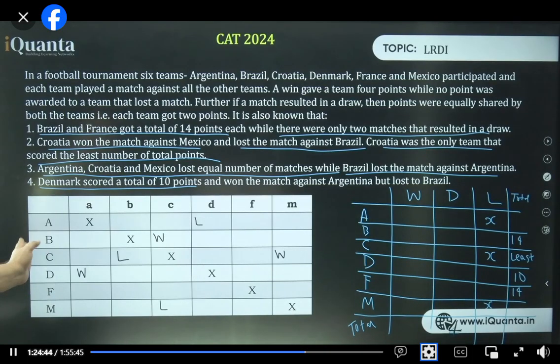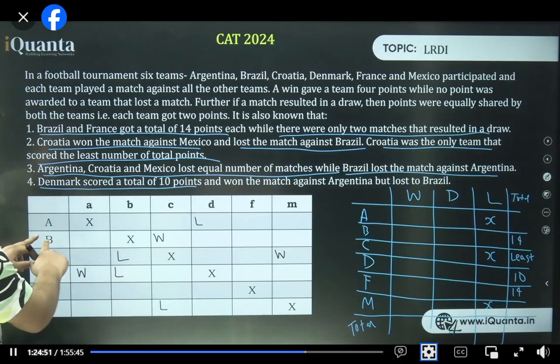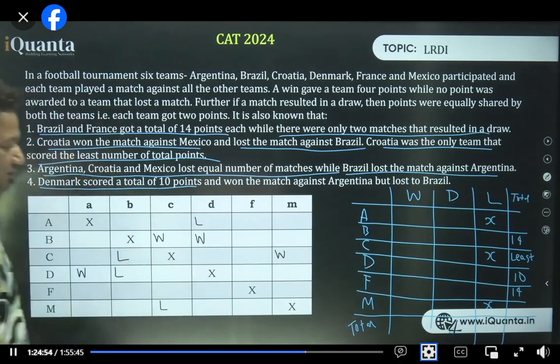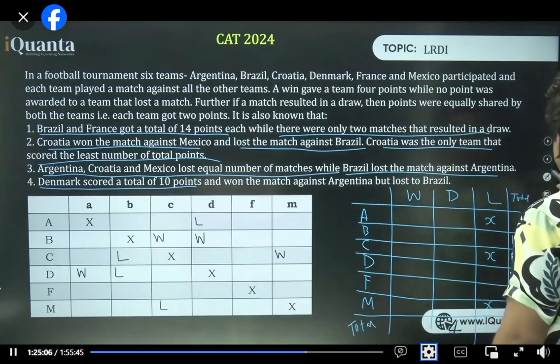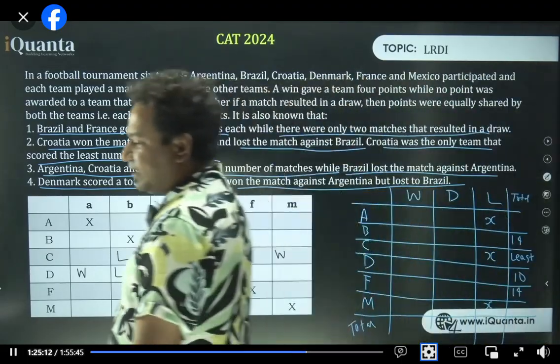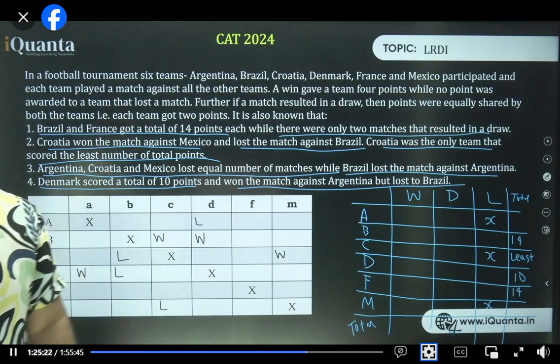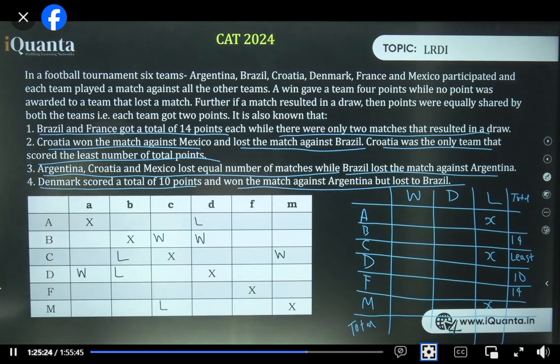But the very same Denmark has lost to Brazil. Denmark lost to Brazil, L. Brazil must have won against Denmark, W. People might get confused over here. Do it yourself, this is very confusing. But now I think things are totally sorted. All that is there in the table, we have accommodated all of it. Now it depends on our logical reasoning what else can be filled over here. All right, let's do that. Ready? So far, so good.